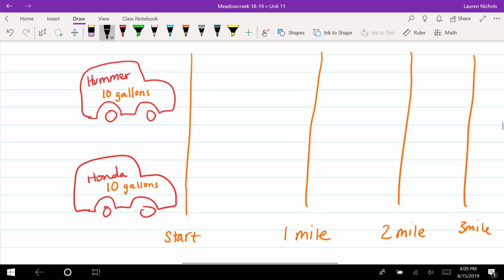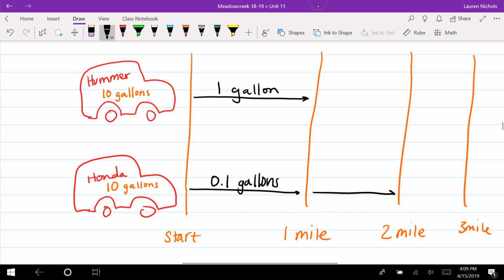We could look up the fuel efficiency for each, the Hummer and the Honda, and we could find out how many gallons of gas it is per mile. Let's say the Hummer takes an entire gallon to go 1 mile. Well, that means he'll only be able to go 10 miles because he has 10 gallons. But if the Honda only uses 0.1 gallons every time it goes a mile, it will be able to go 10 times further than the Hummer. And so I'm sure you're asking, Ms. Nichols, what does this have to do with specific heat?